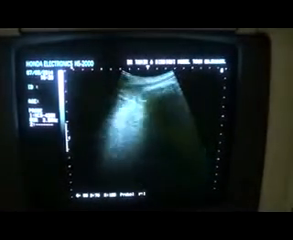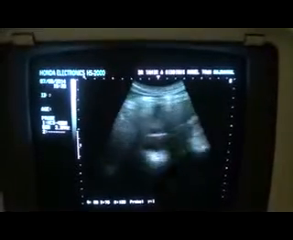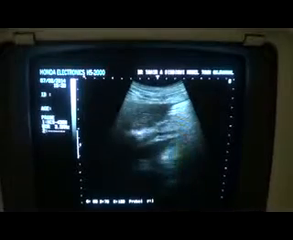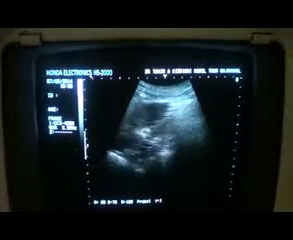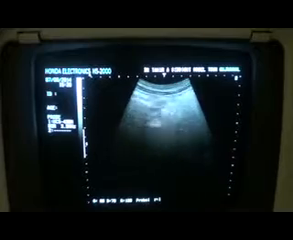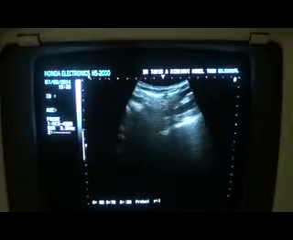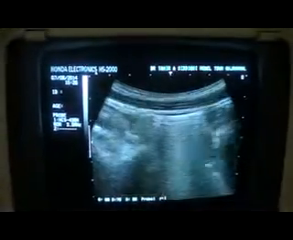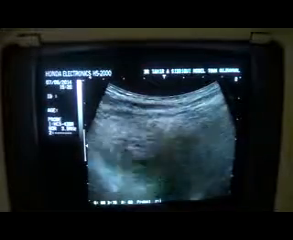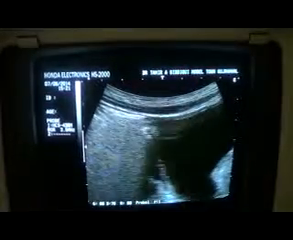So this case study is in fact suggestive of... this is the IVC. This is the IVC, patent, non-dilated. Here we see the iliac vessels to see if there is any regional adenopathy, on the left side, and this is the right side. So no regional adenopathy seen. These are iliac vessels, and ascites is seen.